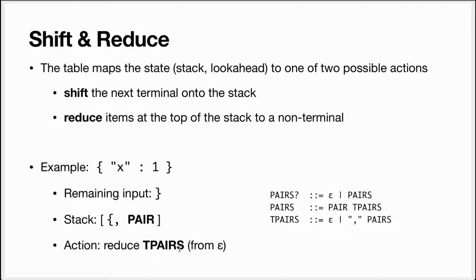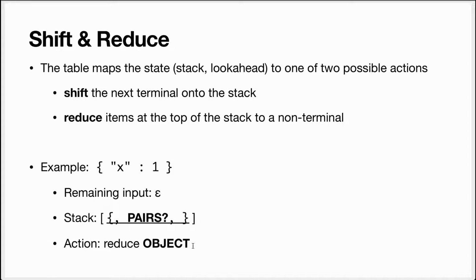Let us do that. Now the next step is a little bit tricky, because it will do a reduction, but it will not remove anything from the stack. So from emptiness, it will materialize a t-pairs on the stack. And we can see that we can do this because t-pairs has an empty alternative there. Once we have this, we can use this rule and reduce the pairs non-terminal. And once we have this, we can use this rule and this alternative to reduce the pairs terminal to the pairs interrogation terminal. Once you're here, we can simply shift the next token.